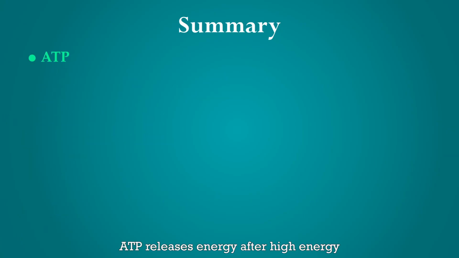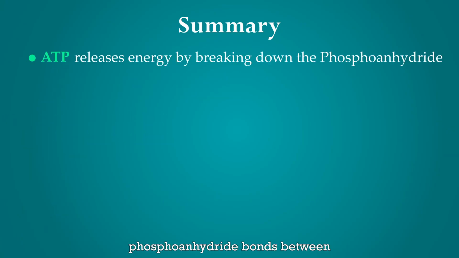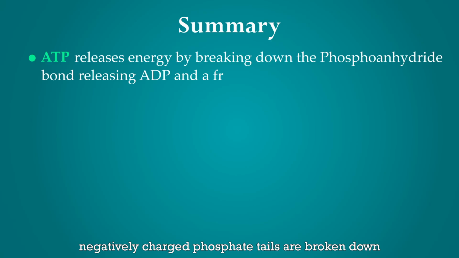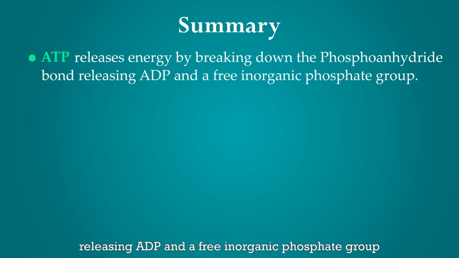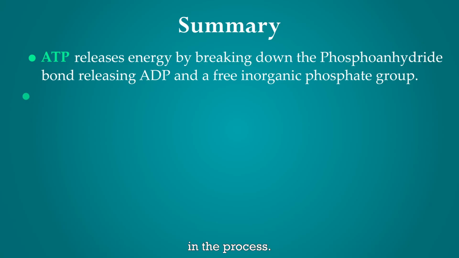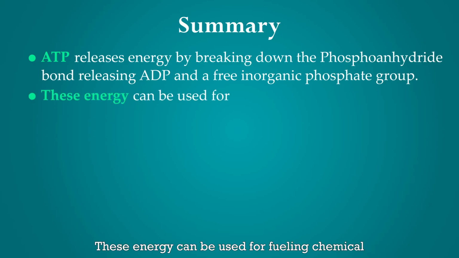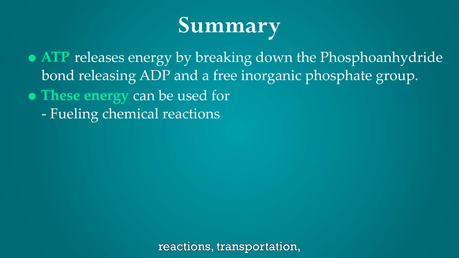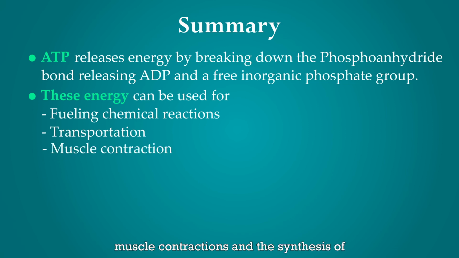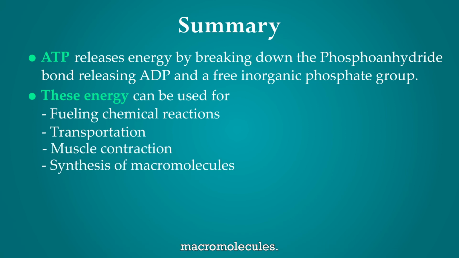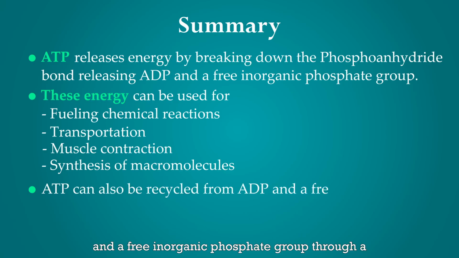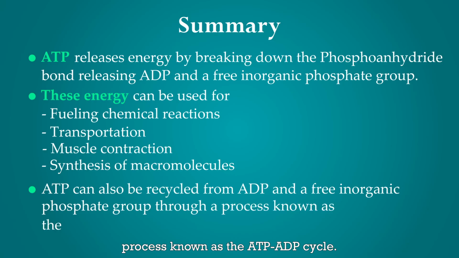ATP releases energy after high-energy phosphoanhydride bonds between negatively charged phosphate tails are broken down, releasing ADP and a free inorganic phosphate group in the process. This energy can be used for fueling chemical reactions, transportation, muscle contractions, and the synthesis of macromolecules. ATP can also be recycled from ADP and a free inorganic phosphate group through a process known as the ATP-ADP cycle.